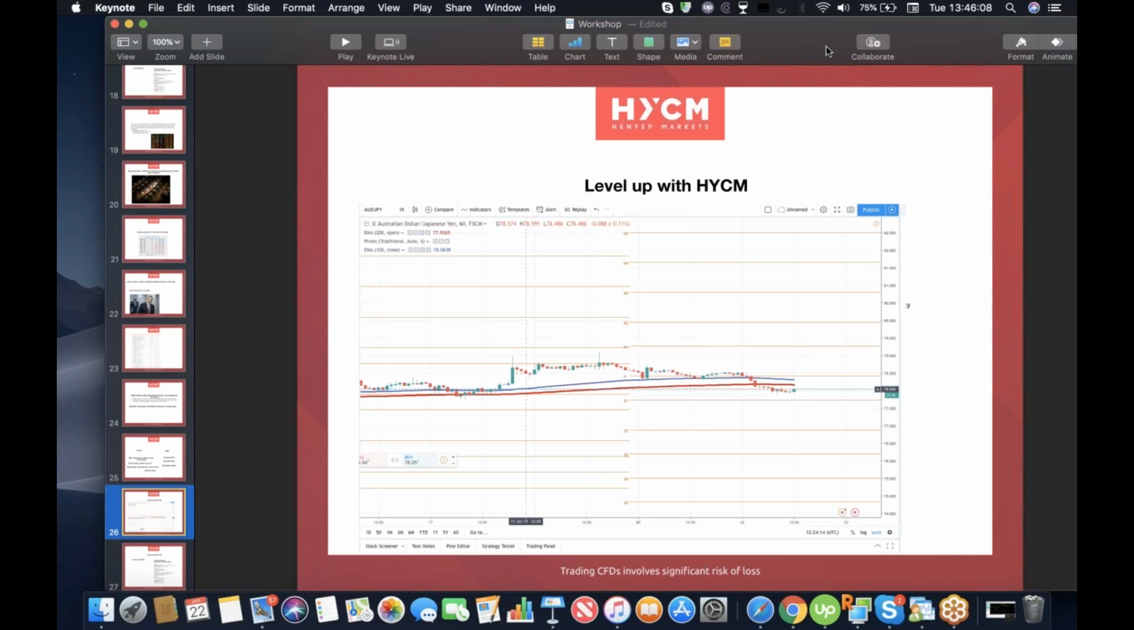Okay, here is the Australian Japanese yen chart on the 1 hour chart. Looking at the chart, let me just point out some technical areas. The red line is the 200 exponential moving average, the blue line is the 100 exponential moving average, and the middle line is the pivot point.